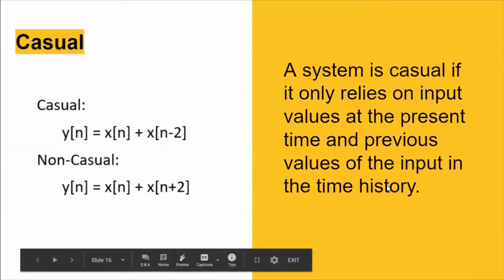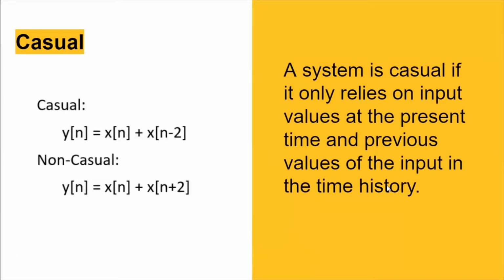Okay, so the next one is causal. Causal and memory kind of work in the same boat. A causal system is kind of like a system that has memory, but only of the current value and of previous values. So it's like the system has all the information of the past and the present, but none for any future values.